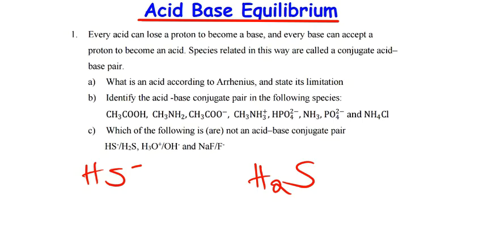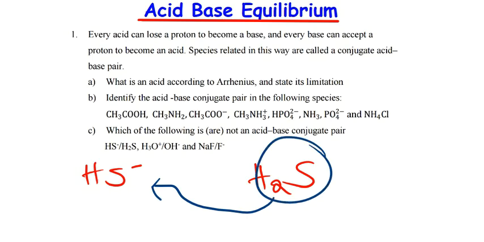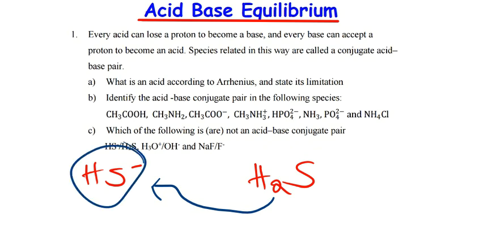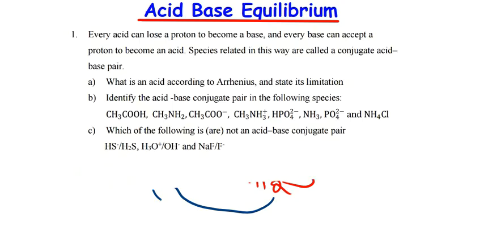There's a difference. This is 1, that is 2, implying that this one, or that one rather, lost a proton, so this can qualify to be an acid, and then this one is the conjugate base, right? And that's why we have a negative charge here, so that's fine. This is an acid-base conjugate pair. Now let's look at the next one.